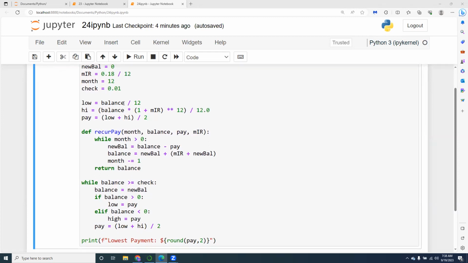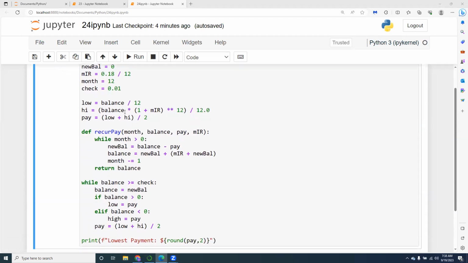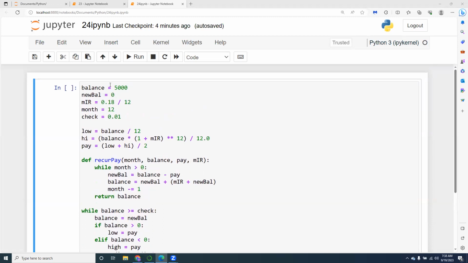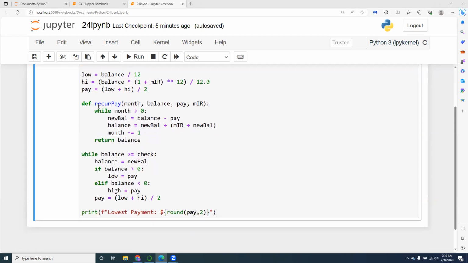And then the formulas are still the same for the low amount and then the high amount. So the low is the total balance divided by 12, then the high amount would be calculating in the monthly interest rate, and then dividing that by 12. The balance, of course, is still the 5,000 in this option. The pay variable is going to be essentially the average between the two. And so here is the big change.